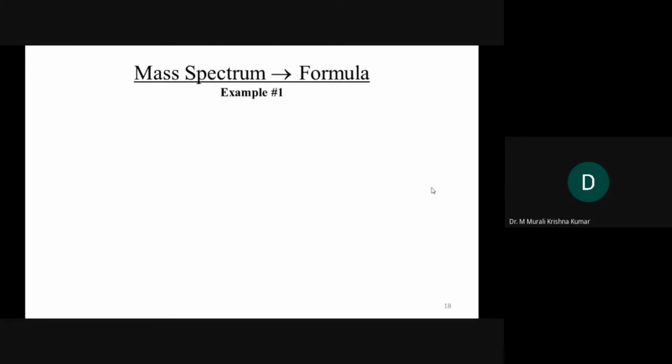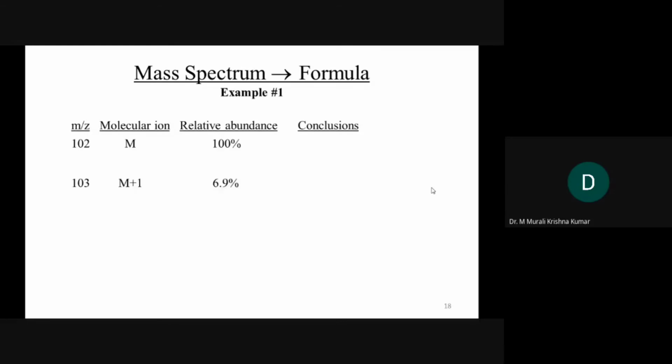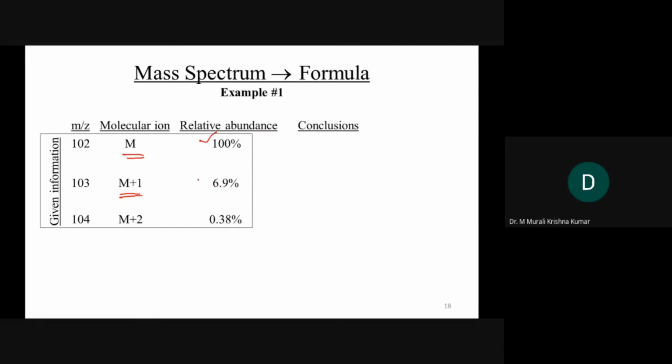Let's say, for example, this is one of the data sets that I am going to give you. Now you can try. I suggest all of you, if possible, take a pen and paper and try doing this exercise. The M plus ion is 100%, M plus 1 is 6.9%, and M plus 2 is 0.38%.